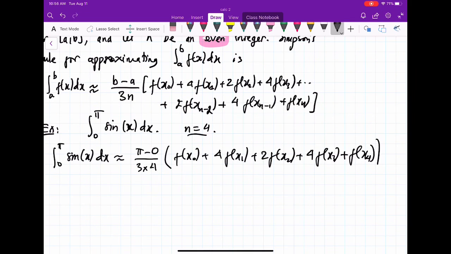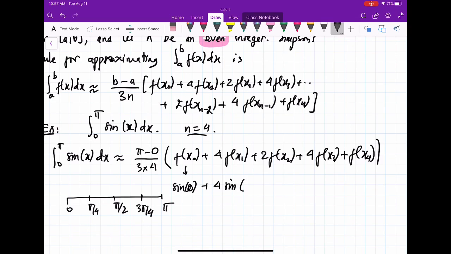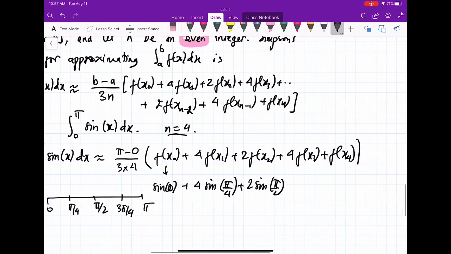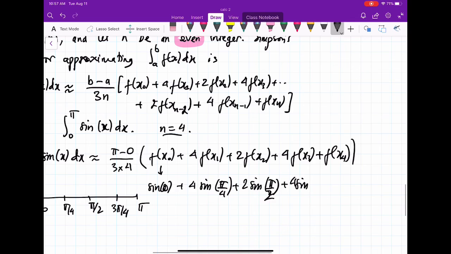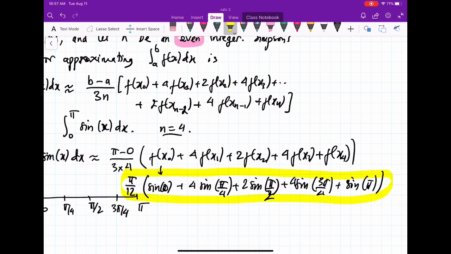So f of x0 is what? Again, we have 0, pi over 4, pi over 2, and here 3 pi over 4. I can write psi of 0 plus 4 psi of pi over 4 plus 2 psi of pi over 2 plus 4 psi of 3 pi over 4 plus psi of pi. And then here you have pi over 12. So you just calculate this number and you get the approximation.